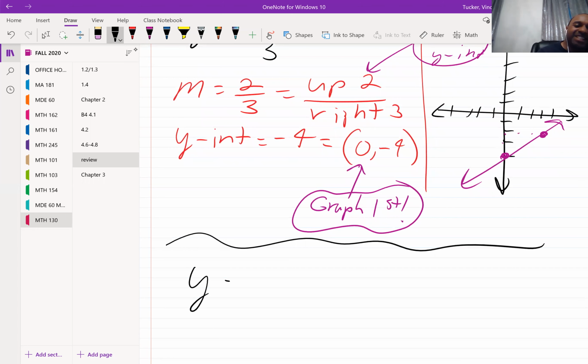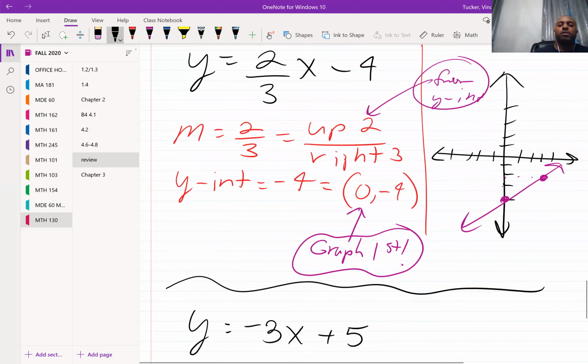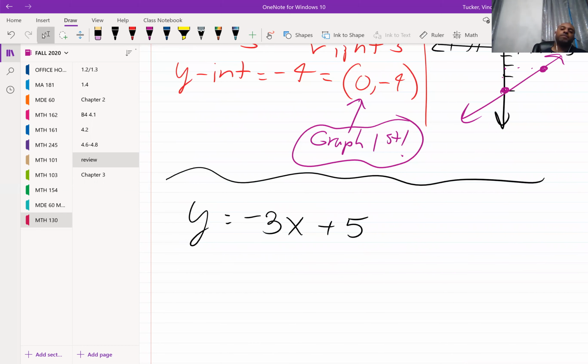All right, so let's see. Let's go -3x plus 5. So once again, what's in front of x is your slope. So we have y equal to -3x plus 5. So m is -3. Y-intercept is 5.